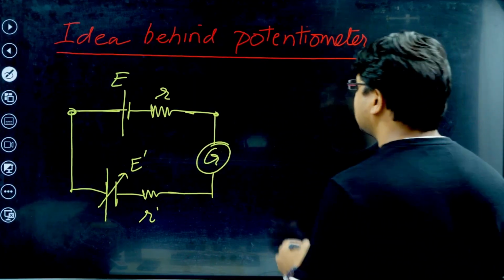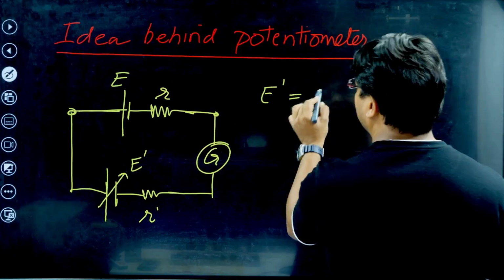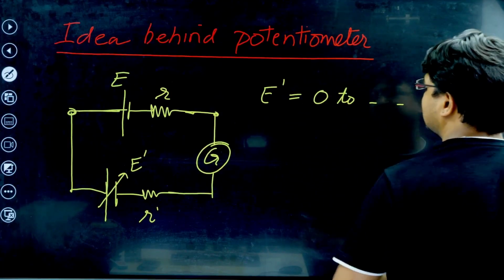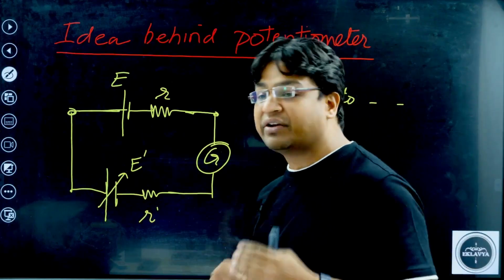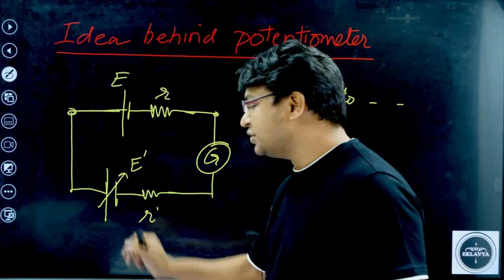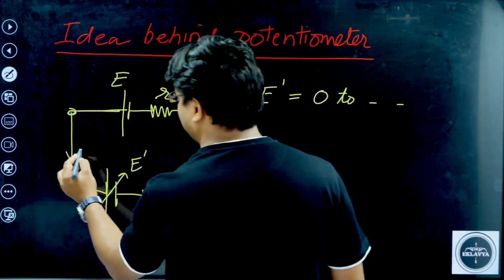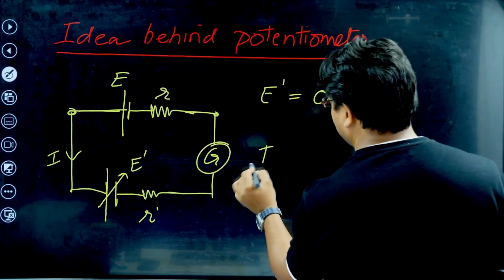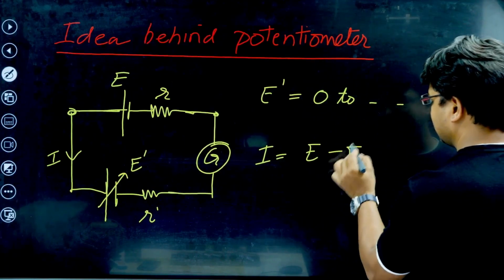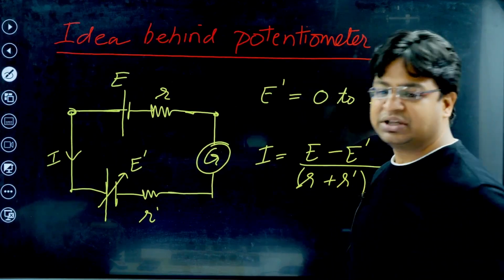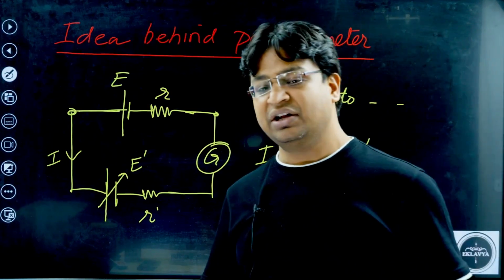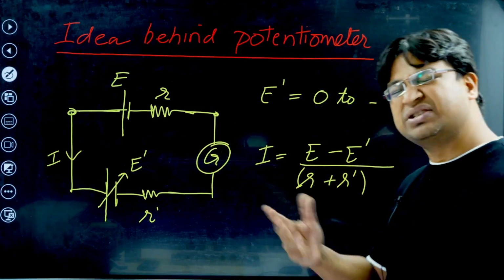Now I start the value of E prime from 0 to something. I start turning the knob so that this EMF will rise from 0. When it was 0, there would be a current in the circuit, and this current would be given by E minus E prime divided by R plus R prime. And this current would be visible in the galvanometer. The galvanometer will show some reading, and that reading would be equal to this with some error maybe.